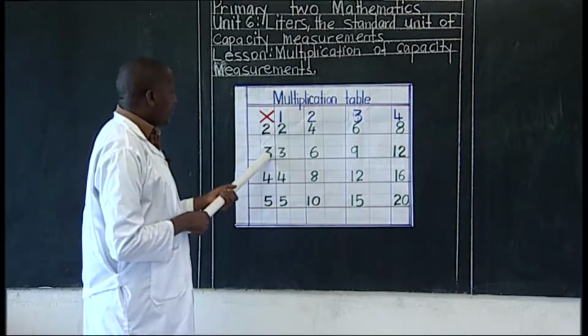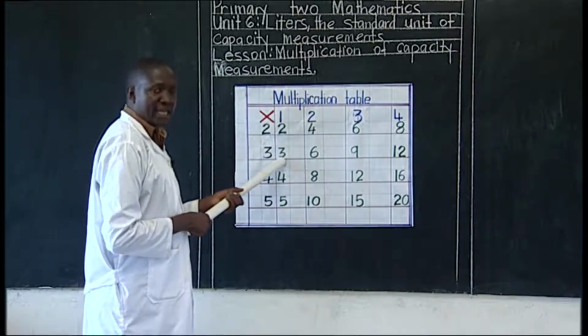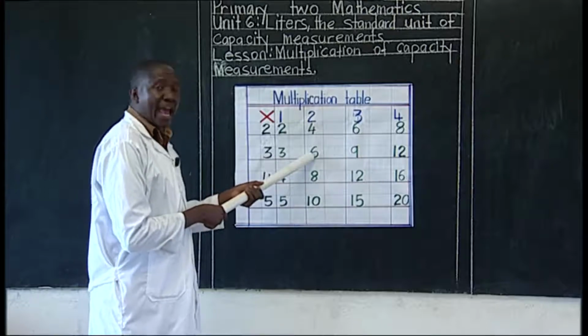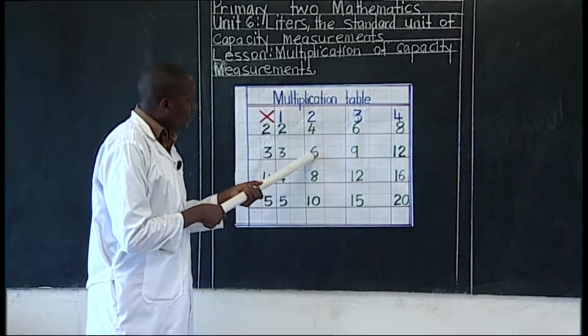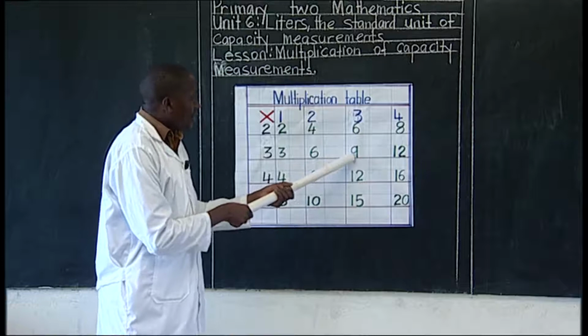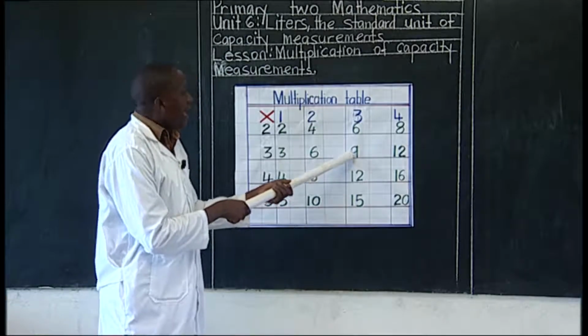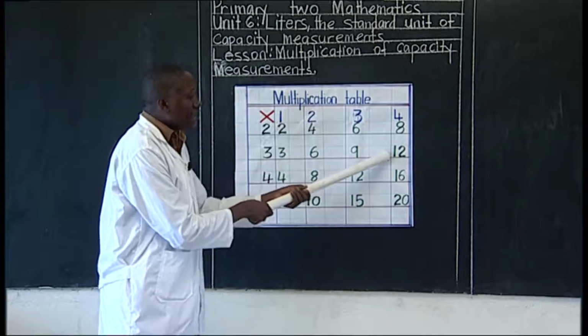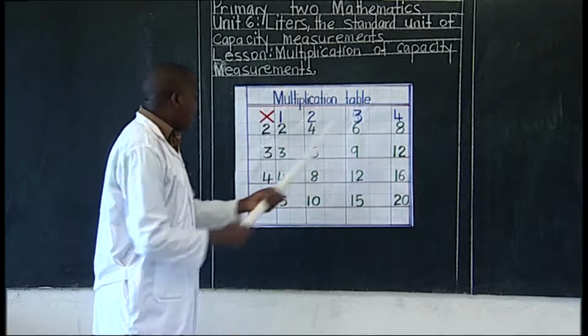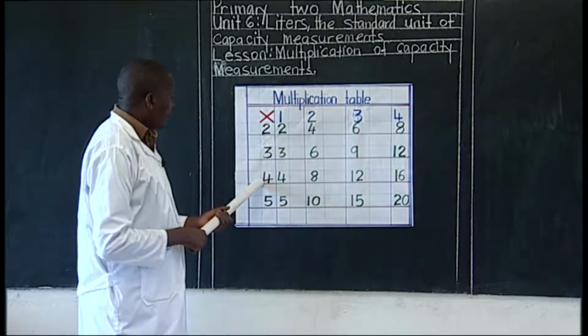Come here. 3 times 1 equals 3. 3 times 2 equals 6. 3 times 3 equals 9. And 3 times 4 equals 12. Let's go to table 4.